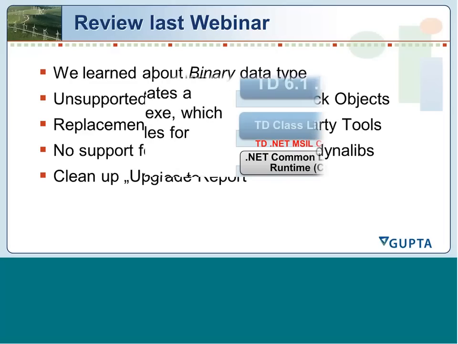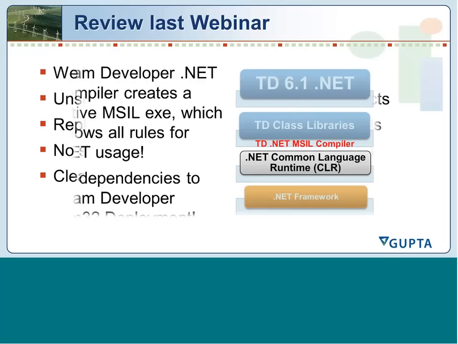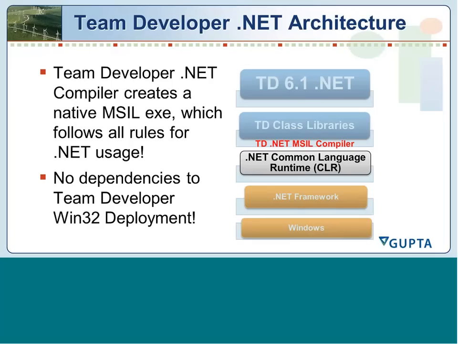So let's start with the Team Developer .NET architecture. Team Developer for .NET has a compiler that creates a native MSIL executable which follows all rules of .NET usage. That means the compiler creates the same MSIL executable as other compilers, like in Visual Studio. There's no difference between the Microsoft compilers and the new Team Developer compiler for .NET.